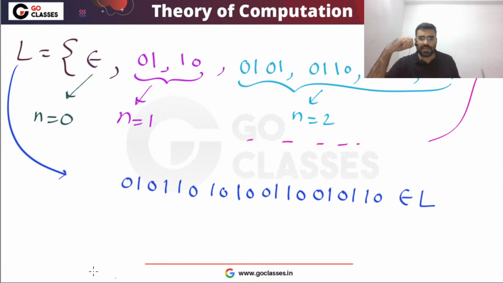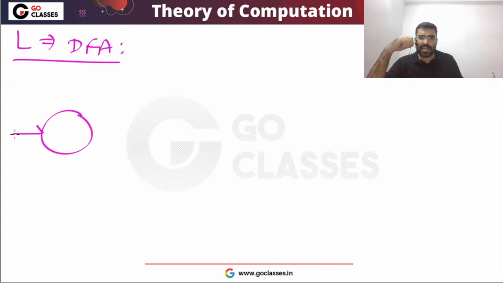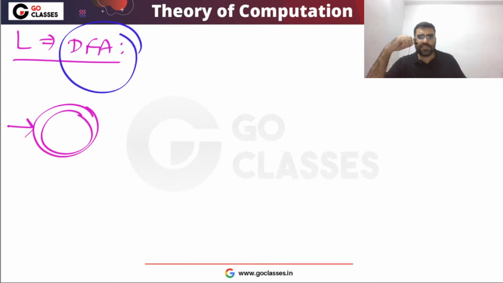Now let's create the DFA. For this language L, what will the DFA be? The DFA is very simple. We have to accept the empty string. If you want to accept the empty string, then in any DFA, the initial state must be a final state. In a DFA, the empty string is accepted if and only if the initial state is a final state.